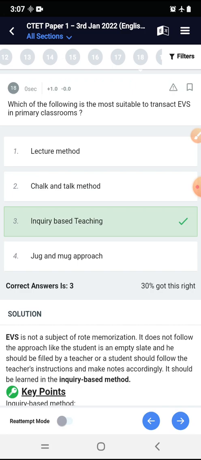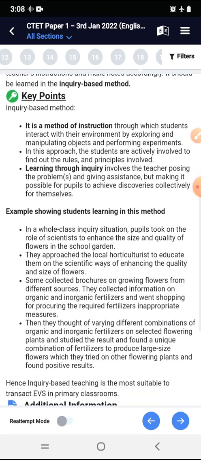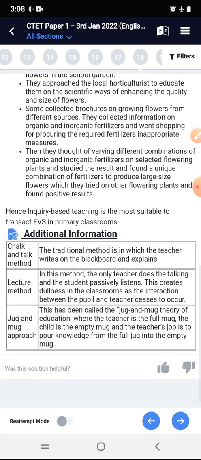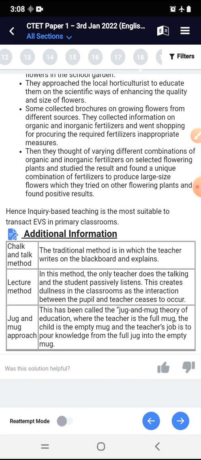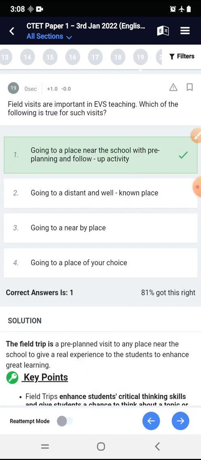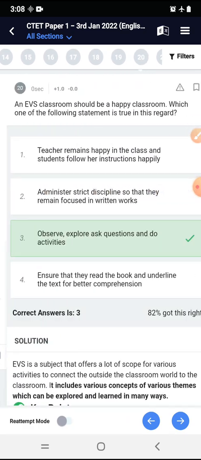Which of the following is the most suitable to transact EVS in primary school? Inquiry based teaching. Going to field visits are important in EVS teaching. Which of the following is true for such visits? Going to a place near school with pre-planning and follow up activity. So there will be an activity.